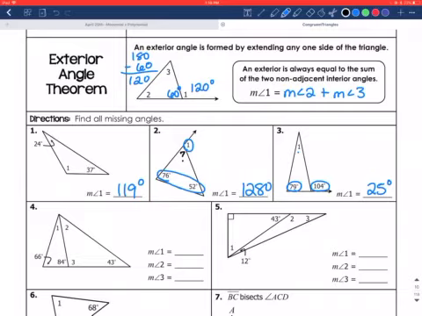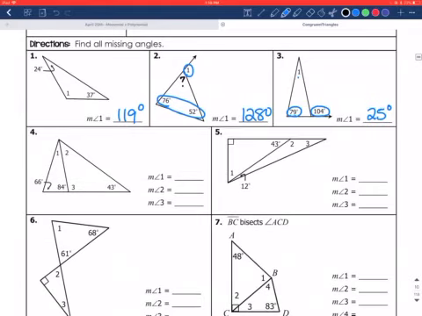From there, for number 4, angle 1 is pretty much just the triangle angle theorem: 66 plus 84, subtract that from 180, and that will give you 30 degrees. Angle 2, well, let's find angle 3 first. 84 and angle 3 right here are just a straight line, right? So angle 3 would have to be 96.